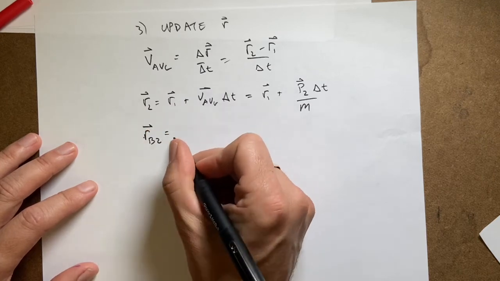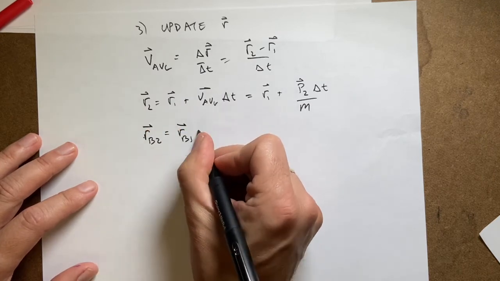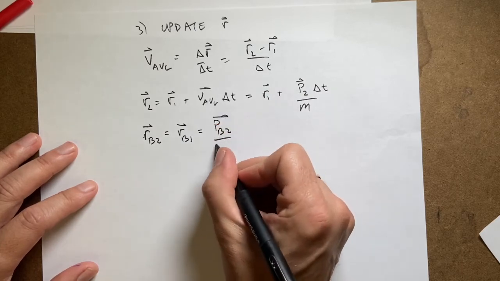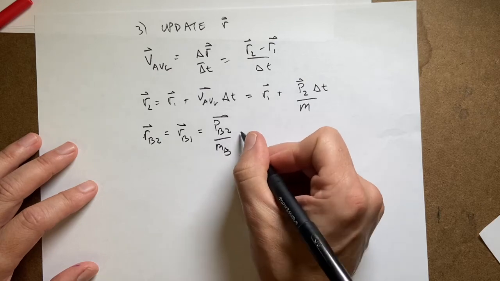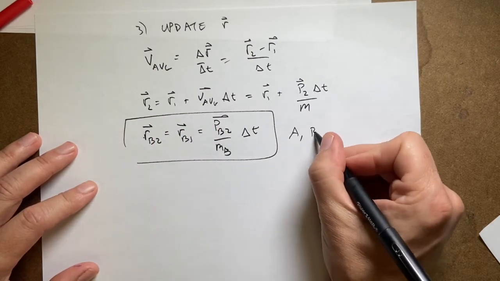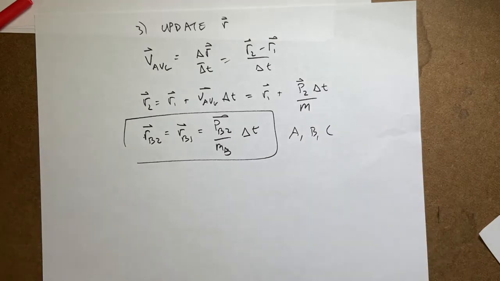RB2 equals RB1 plus PB2 over MB delta T. So I do that for A, B, and C. Okay, so we're doing pretty good here. I can start programming this, but there are some things I'm going to need to figure out.